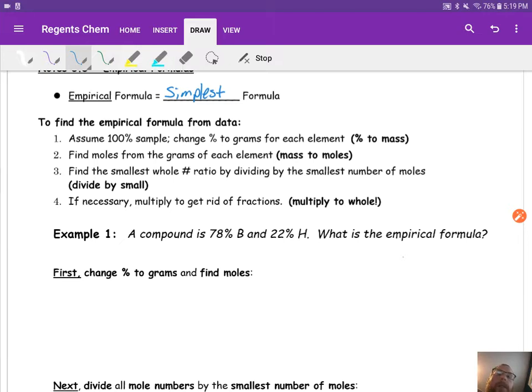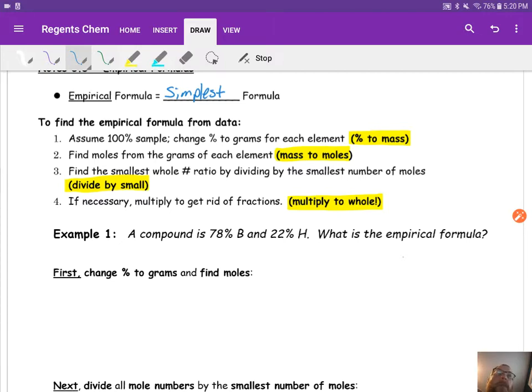All we're going to do in step one is change percent to grams, so percent to mass. Step two, we're going to find the moles from the grams of each element, so the saying for that is mass to moles. Step three, we're going to find the smallest whole number ratio by dividing by the smallest number of moles, so divide by small. Number four, if necessary, multiply to get rid of fractions, multiply to whole. So the saying, when you put the highlighted pieces together, it's percent to mass, mass to mole, divide by small, times to whole. All right, so that's the process.